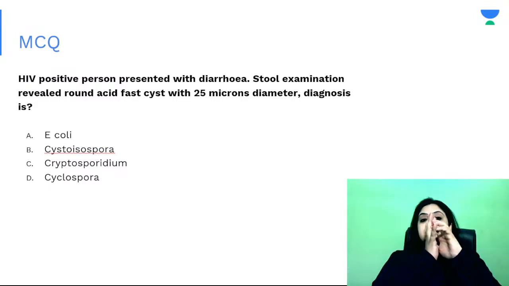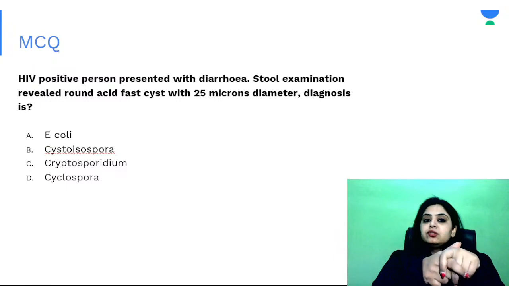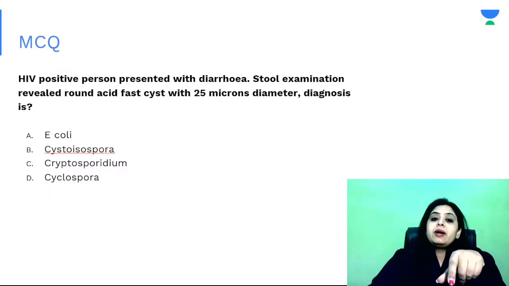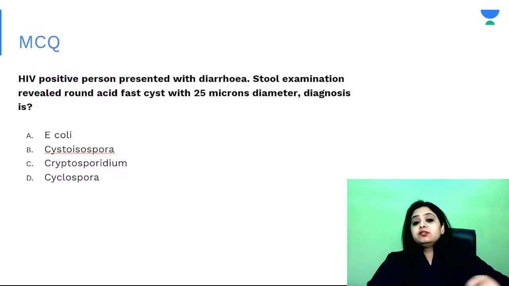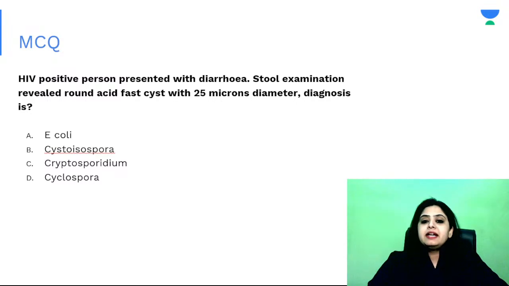Okay, yes. HIV positive person with diarrhea, stool examination shows a round acid fast cyst with 25 microns diameter. And what is that? Diagnosis. So now see, there was a little bit of a discrepancy over here, but at the end of the day, everyone looked at the size. This question has come only once, many years ago, but because it's always a little controversial, I've got it.